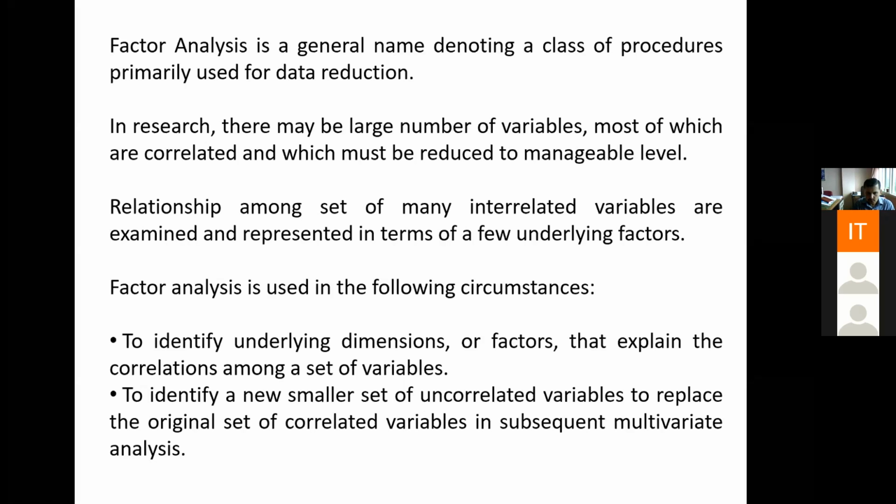Then it is to identify a new, smaller set of uncorrelated variables to replace the original set of correlated variables in subsequent multivariate analysis. This means there is a twofold use of factor analysis. The first usage is, let me give you an example, then things will be clearer.